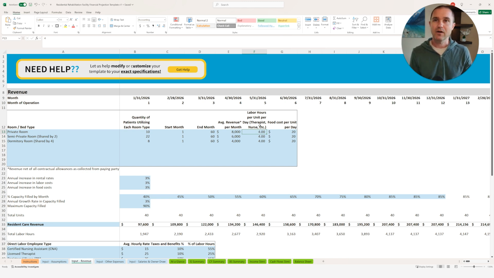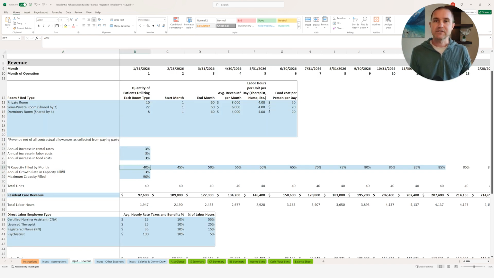Okay, so this is labor from maybe a therapist or a nurse or a CNA and other support staff. And then this is our food cost per unit per day, or really per person per day, I should say. And then we can set our annual increase in rental rates. So this is just your inflation rate here, 3% inflation in rental rates and labor and food costs.